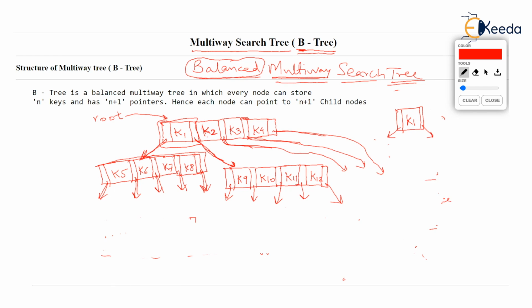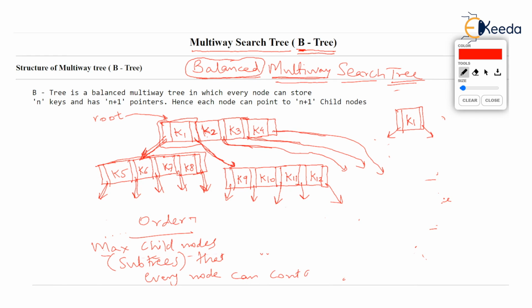So what is the order of the tree which I have drawn above? Now, what do you mean by order? Order is maximum child nodes. Many authors call them subtrees also. You can see the left of K1 over here is pointing to a subtree. This is nothing but a small tree, or a tree in itself. So what is order? The maximum child nodes or subtrees that every node can contain or point to. That's order. This word is very important in the definition of an n-ary or multiway tree.